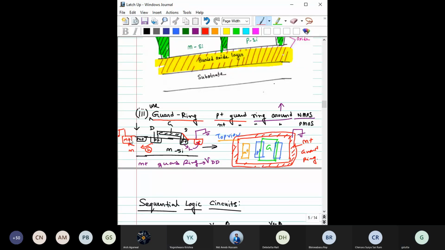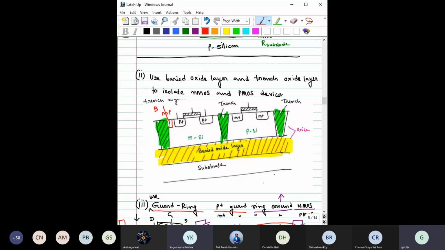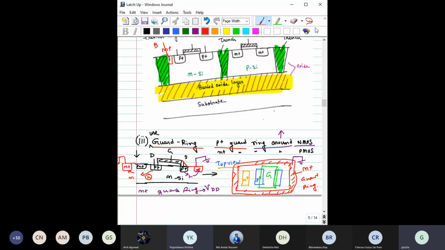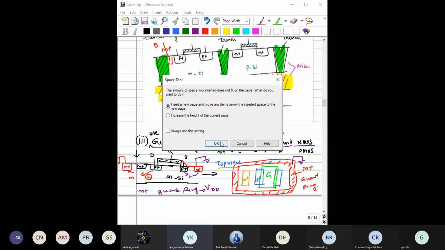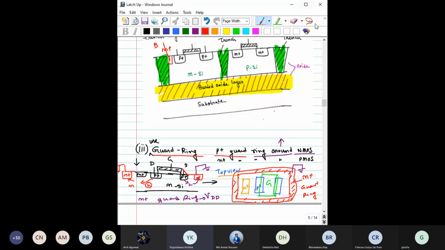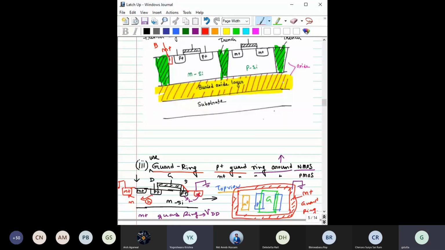Do you have any doubt? Okay. P plus guard ring around NMOS. Actually, there is one more. It was here, a small space, insert space. Increase the height. I was actually running out of space, so I thought that.